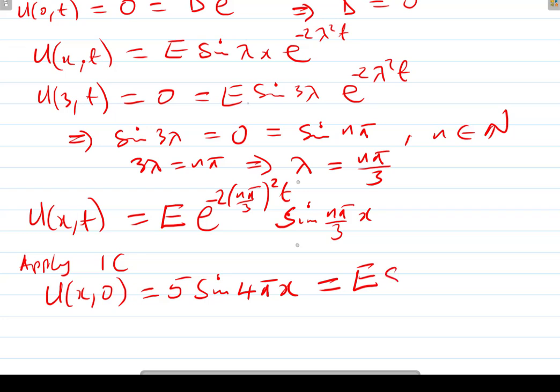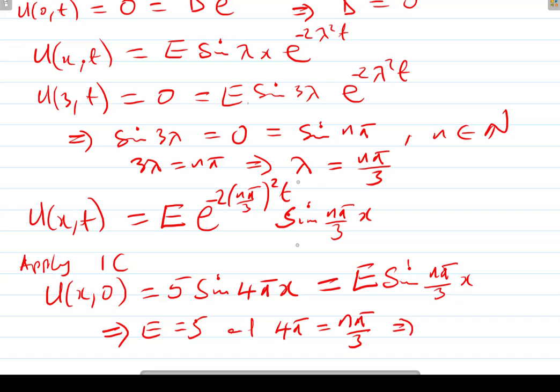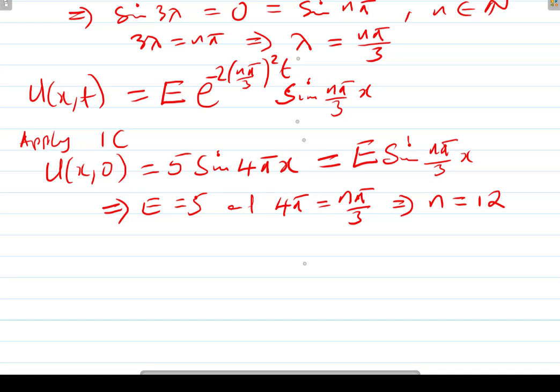And then sine nπ/3 x. Now if you compare the two, it means that E is equal to 5 and 4π is equal to nπ/3. Now what does it mean? It means that n is equal to 12. N is 12. So if n is 12 and E is 5, then we can substitute in here.